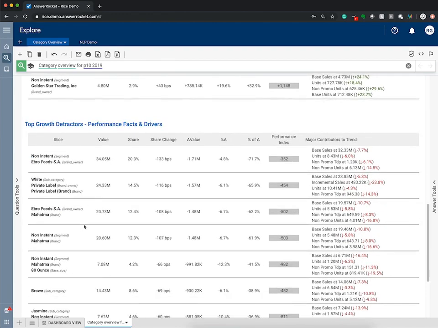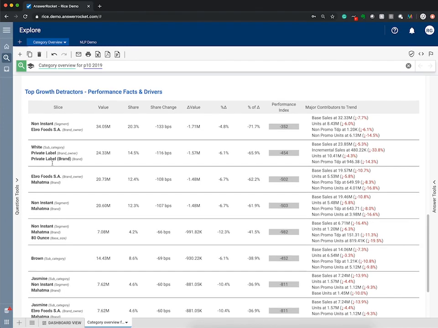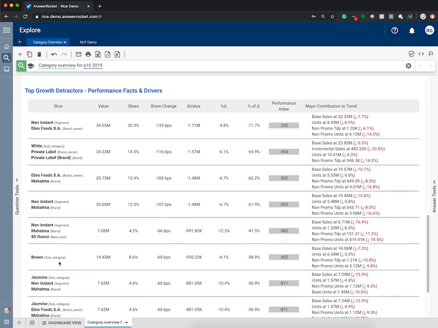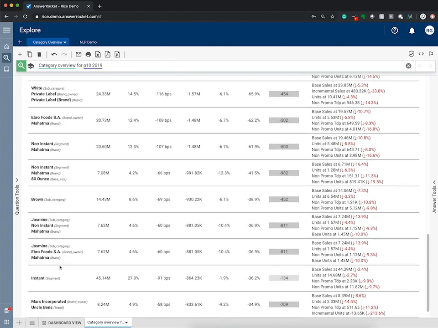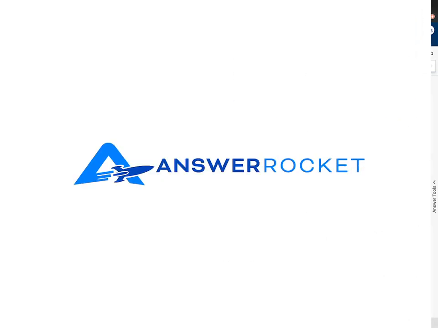And below that I can see exactly what's detracting from the category. It's Ebro Foods, it's Mahatma, it's actually private label white rice is detracting, as well as brown rice across all brands, manufacturers, packaging sizes, subcategories as well. So it's very quick for me to be able to see what's driving, what's detracting from the category, and turn around and take all of this analysis that's typically done manually over a week or two's time, boil it down into a minute or so, and I can actually leverage these insights to go drive strategy and retail execution.